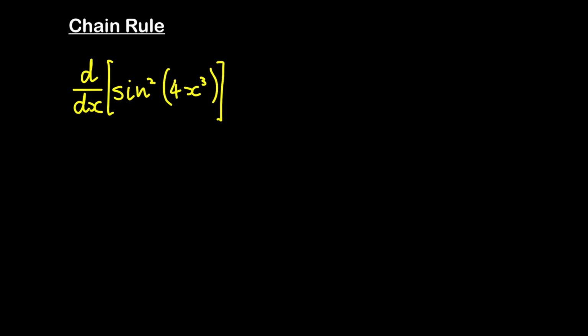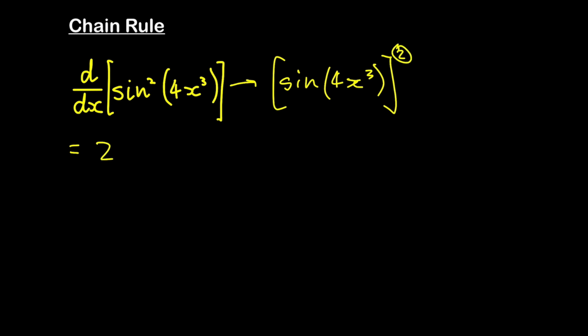Alright, so let's go ahead and tackle this derivative. First of all, we're doing the derivative of the outermost function. So this function can actually be written like this: sine of 4x cubed, and then that squared. So first, we use the power rule. So it's 2, because of this 2, we multiply this inner function by the exponent. So 2 sine of 4x cubed.